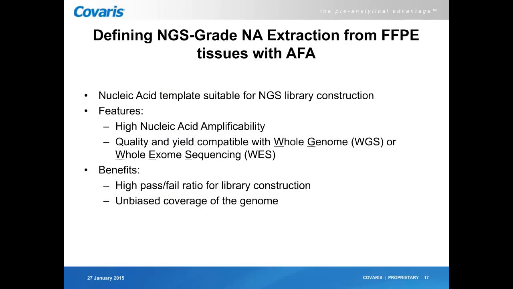And so how does this active paraffin removal translate into NGS-grade DNA or RNA extraction from FFPE samples? So I will then present some data showing that we tested DNA and RNA for amplificability, and we also sequenced some samples and compared genome coverage.